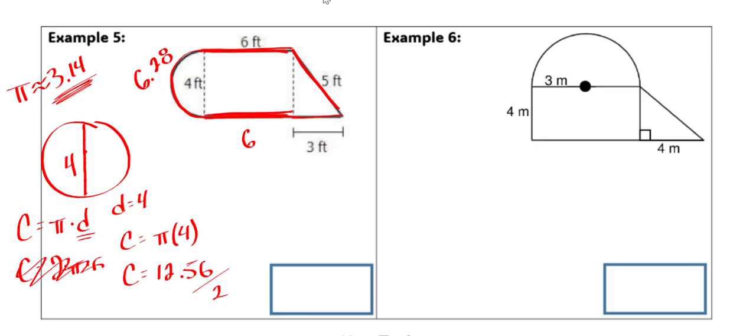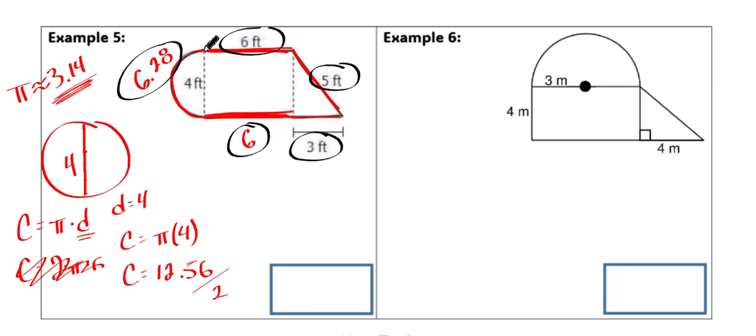Now I can add up all my sides. Remember, the 4 is the diameter of the circle. That's not a part of the border of that shape. Just the stuff that I highlighted in red there. That's what I'm going to add up and find out that that is 26.28 feet going all the way around.